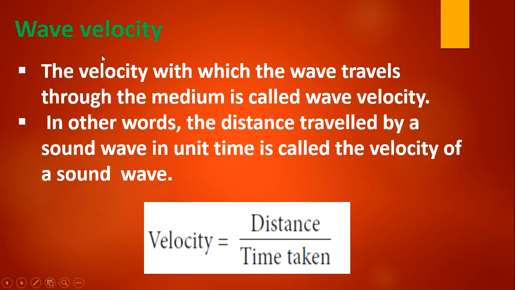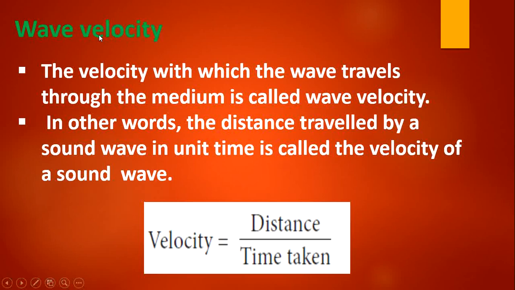What is called wave velocity? The velocity with which the wave travels through the medium is called wave velocity. In particle velocity, the particle alone vibrates in the medium. In wave velocity, the wave travels in the medium. We can define the wave velocity also like this: the distance travelled by a sound wave in unit time is called the velocity of a sound wave. That is, velocity is equal to distance by time taken.